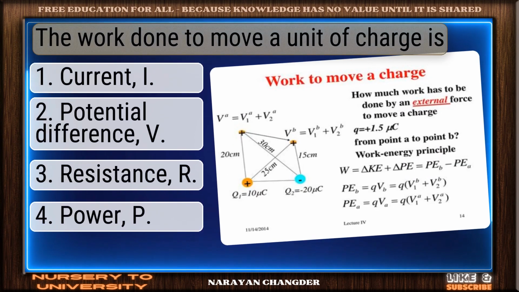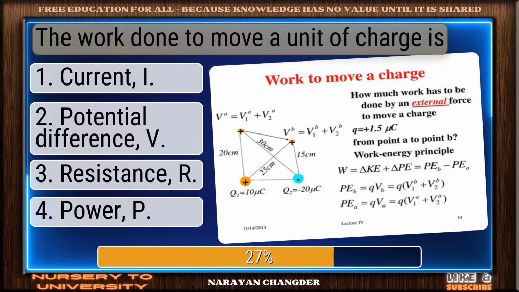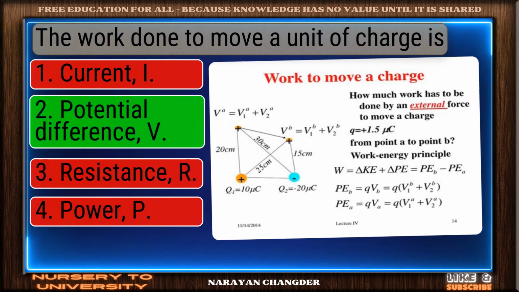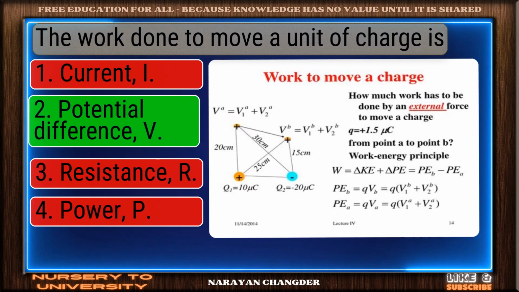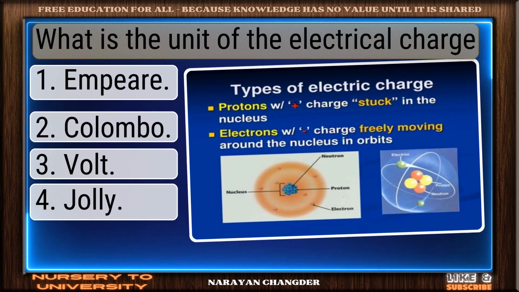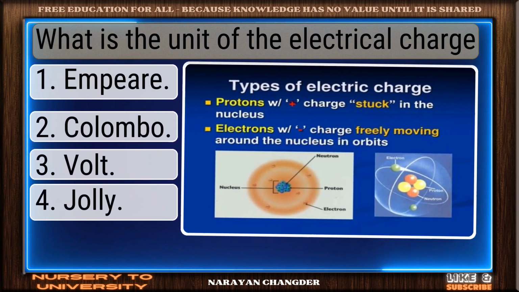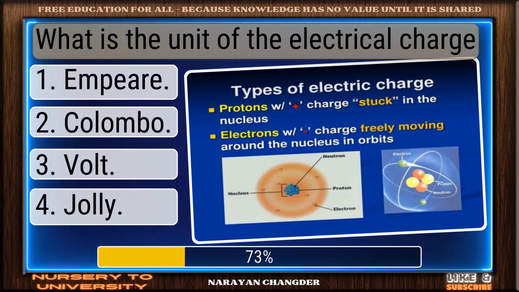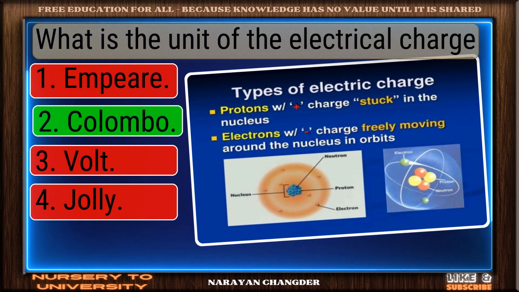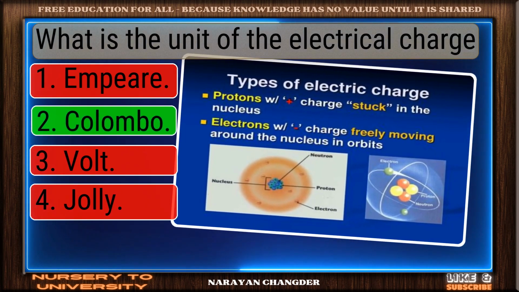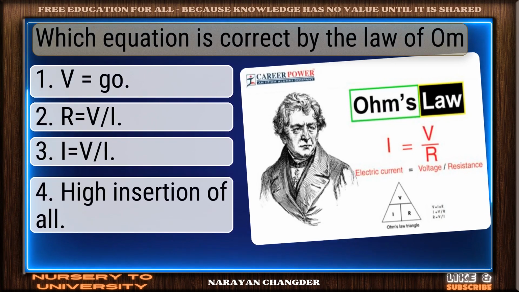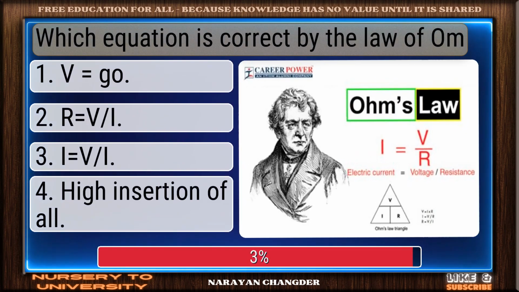The work done to move a unit of charge is. Exactly. Potential difference. V makes sense. What is the unit of the electrical charge? Smart move. Coulomb is the accurate answer. Which equation is correct by the law of Ohm?